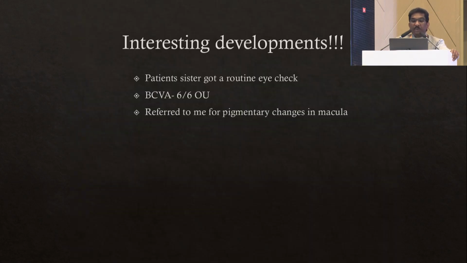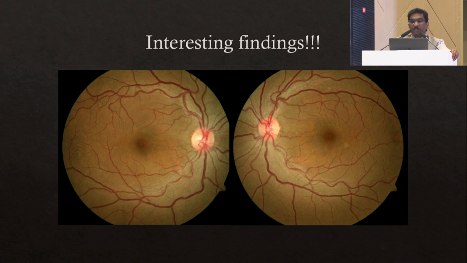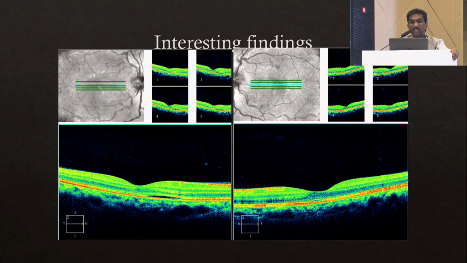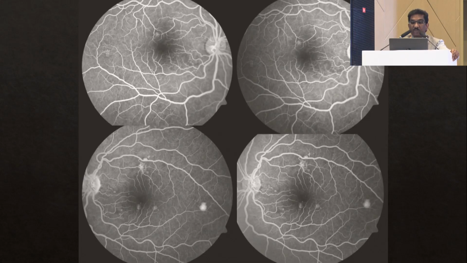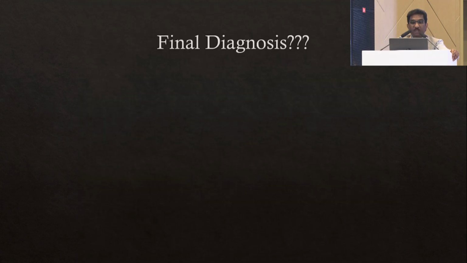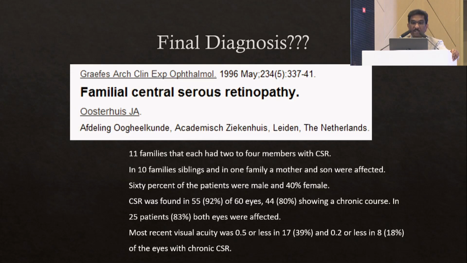But one interesting development that happened was the patient's sister came for a routine checkup. She had 6/6 vision. She had some pigmentary changes. For that, she was referred to me, and we did the OCT. We could see shallow fluid, and the FFA revealed small PEDs. When I went back and searched the literature, there is actually a condition called familial serous retinopathy that has been described way back in 1996. So very rarely one may have to consider these differential diagnoses.